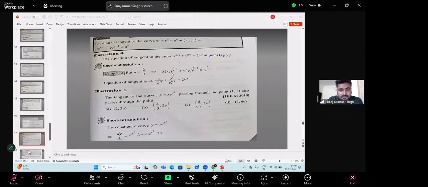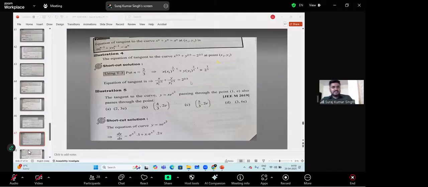So what am I getting now? This is x into x1 to the power minus 1 by 3 plus y into y1 to the power minus 1 by 3 equals 2 to the power 2 by 3. So x1 to the power minus 1 by 3 we can write as x by x1 to the power 1 by 3, plus y by y1 to the power 1 by 3, and the right hand side will be as it is.